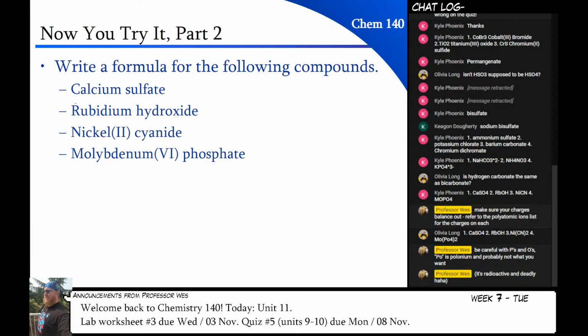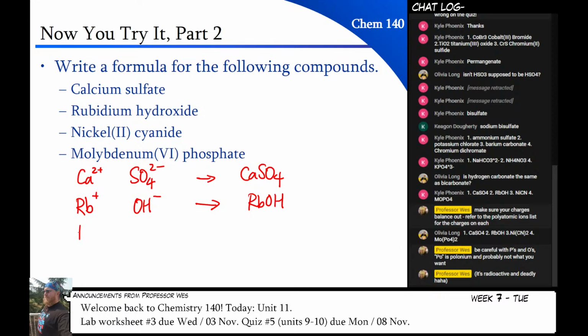All right, so we've got calcium. I'll just write down here. And then sulfate. Those charges balance out, so we just put them together. So there's calcium sulfate. What about rubidium and hydroxide? So these are pretty straightforward examples because I'm giving you charges that match up. Then I start to give you a little more mixed bag here.